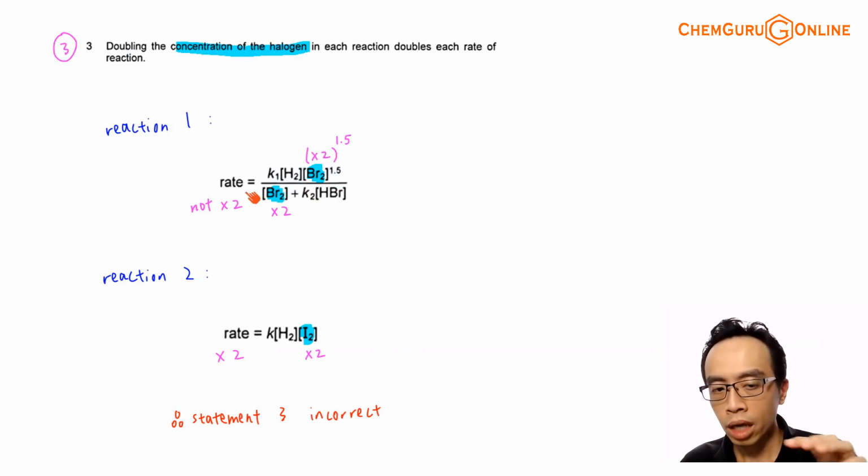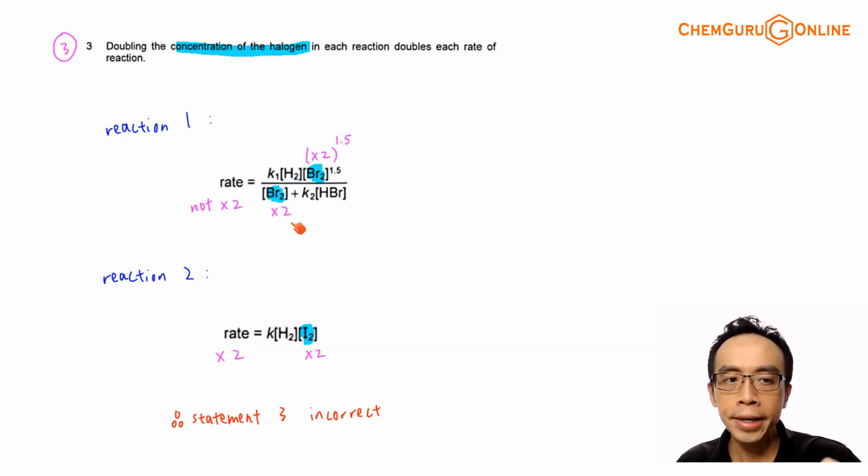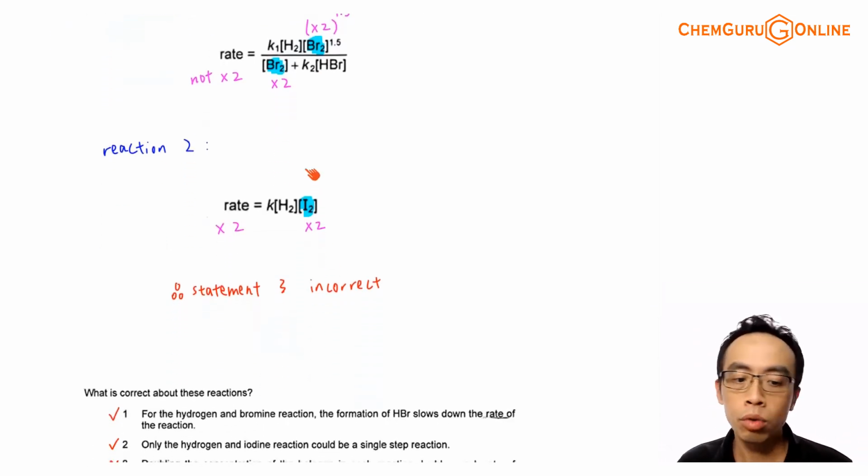You notice again, the rate equation for reaction number 1 looks very complicated, but we don't really need to understand this that well. We just try to apply accordingly to whatever each of the statements is requesting, and we should still be able to answer this question.